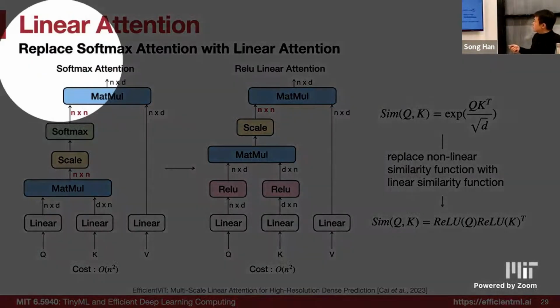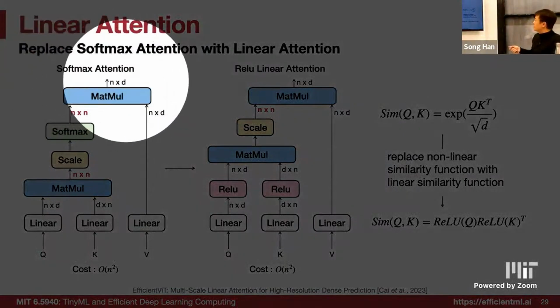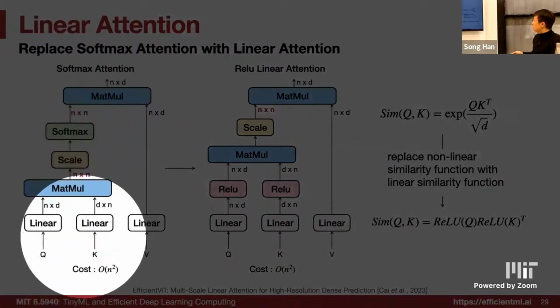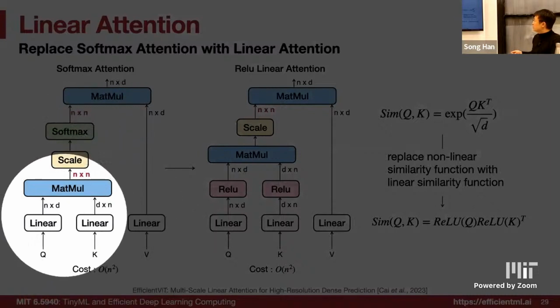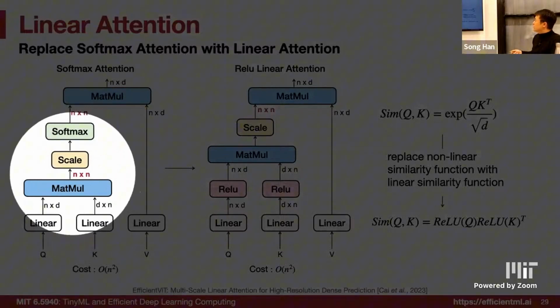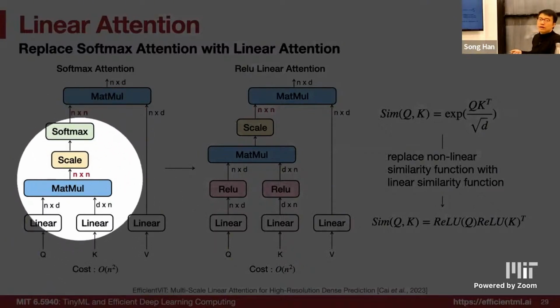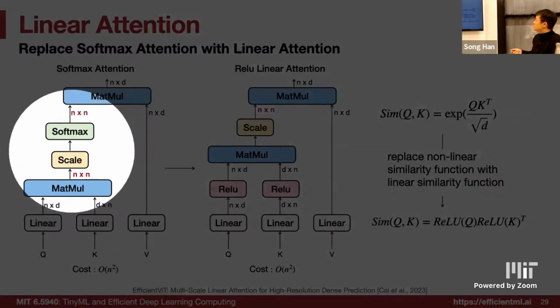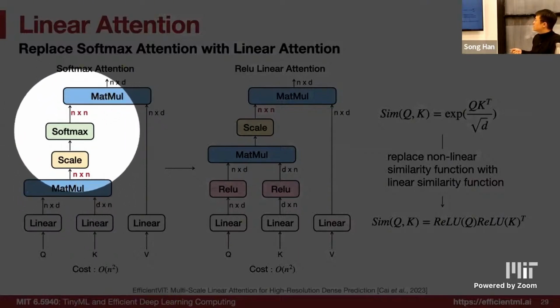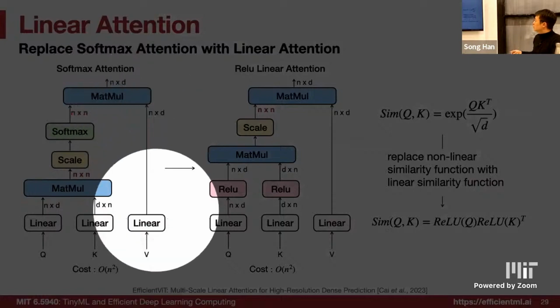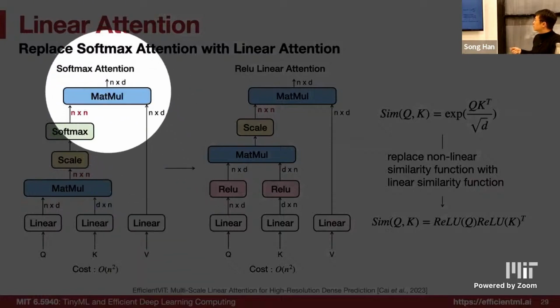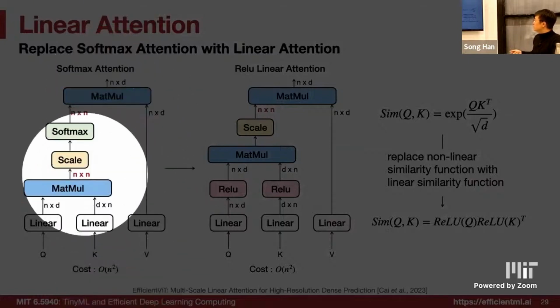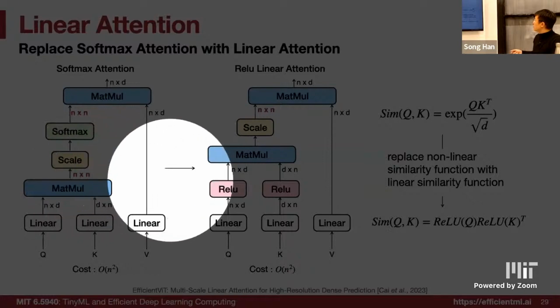Before that, let's first see the softmax attention equation. We have Q, K, V. We first compute QK transpose and get an n by n attention matrix. This is O(n) square. Scale it by square root of d, apply the softmax, and use that to do the weighted sum with V to get the final output. So the cost is O(n) square, primarily due to QK transpose.